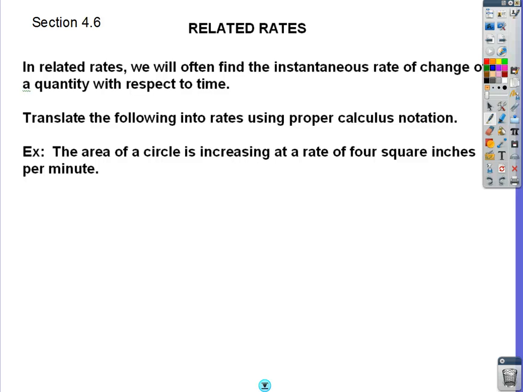Hey, we're sitting here at section 4.6, related rates. I'm going to be honest, this is going to be hard, okay? It's going to be hard to put your brain around this, so we need to take the time and just sit here and listen, not just listen to my voice and go to sleep, but actually listen, okay?